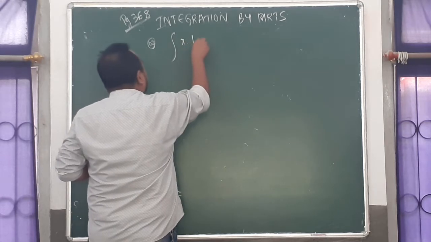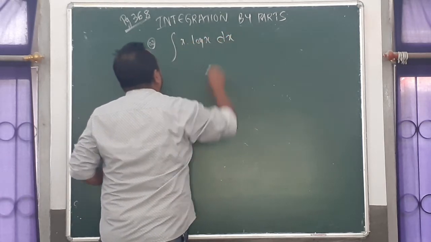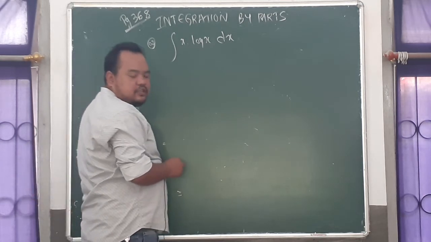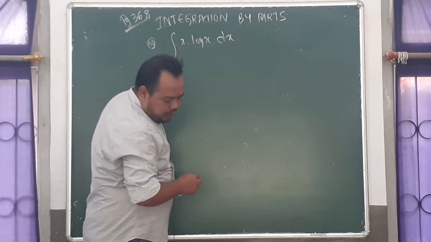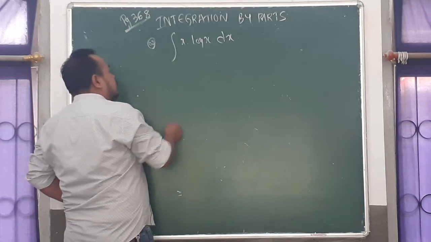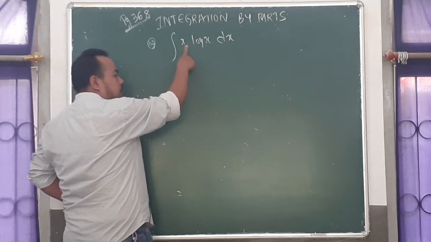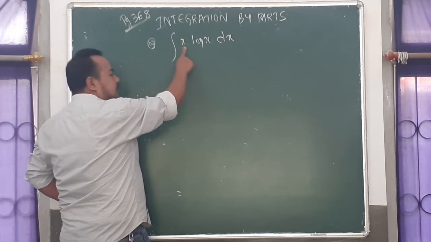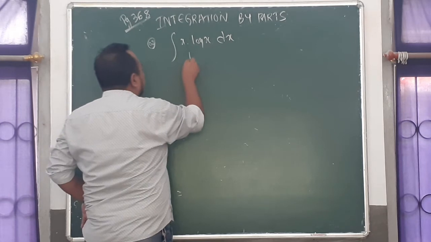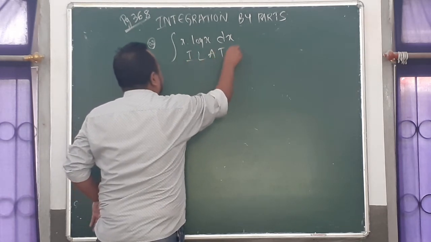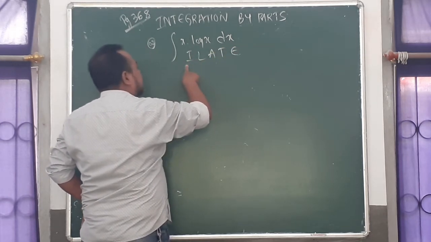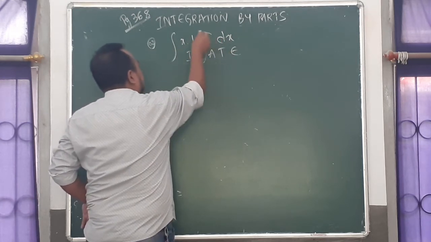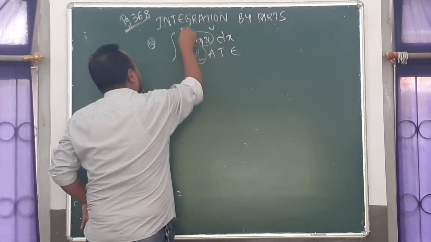Integration x into log x dx. Now look at this question, integration x log x. You can see two functions: differentiate x, it's 1, you're not getting log x. Differentiate log x, it's 1 by x, you're not getting x. That means we use by parts. So the rule is ILATE. I stands for inverse, there is no inverse function. L stands for log, yes, log is there. So this becomes your u and this becomes your v.